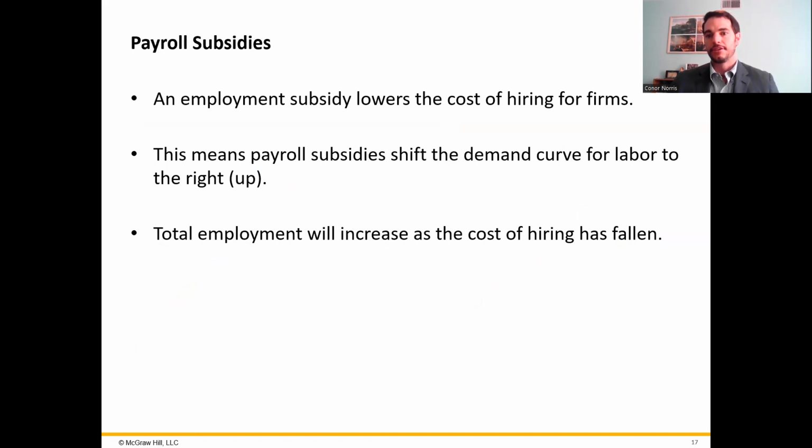Certain types of taxes can discourage employment, but there are other ways for the government to encourage employment, so to do the opposite. One example of this is through employment subsidies. So employment subsidies have the exact opposite effect of a payroll tax.